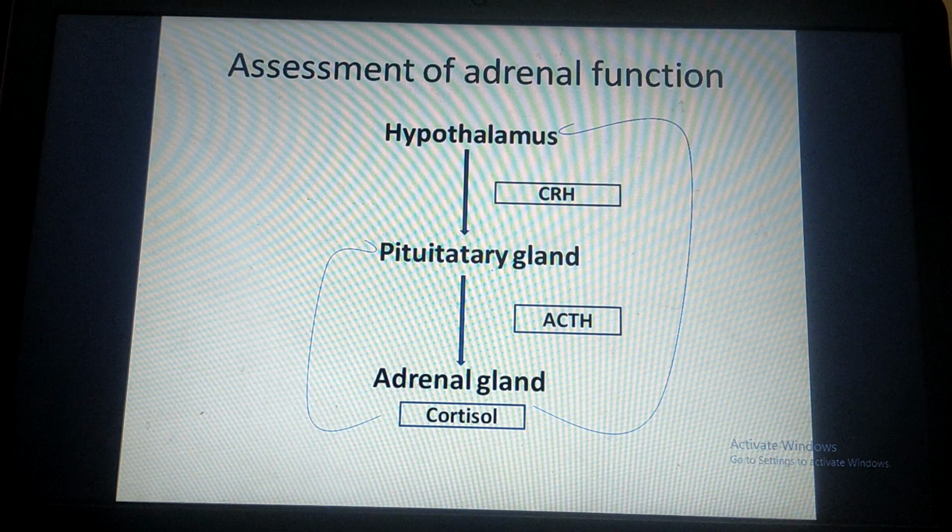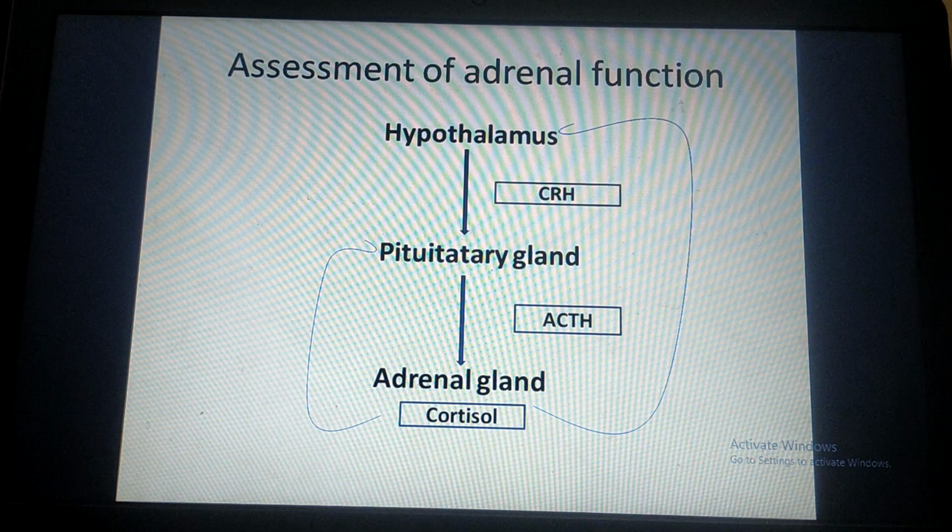So the adrenal gland is under the control of the pituitary gland, which is in turn under the control of the hypothalamus. All of us know the hypothalamus synthesizes a hormone called corticotropin releasing hormone, which acts on the pituitary and stimulates it. In response to this, the pituitary gland secretes a hormone called ACTH, adrenocorticotropic hormone. Now this ACTH acts on the adrenal gland. In response to it, the adrenal gland will synthesize another hormone called cortisol.